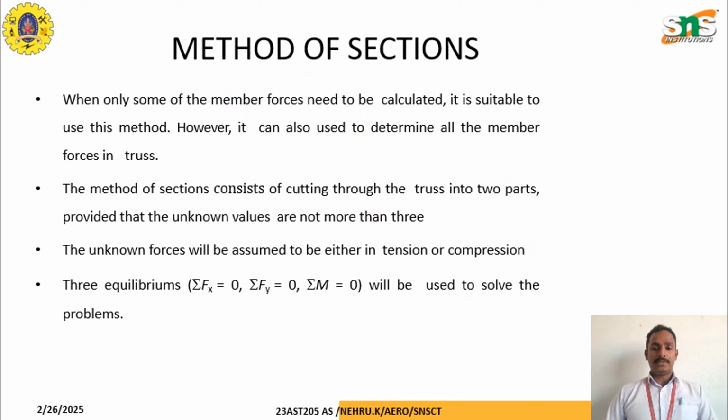The steps we need to follow: when only some of the members need to be calculated, it is suitable to use this method. However, it can also be used to determine all the member forces in the given truss. The method of section consists of cutting through the truss into two parts, provided that the unknown values are not more than three. The unknown support forces and moments can be calculated as either tension or compression. The equilibrium equations, summation of Fx equal to 0, summation of Fy equal to 0, and summation of M equal to 0 at any point, will be used to solve for the members.